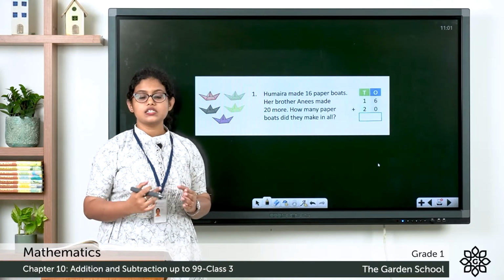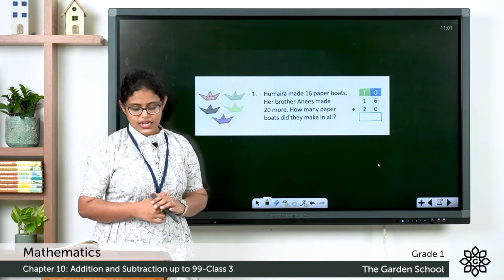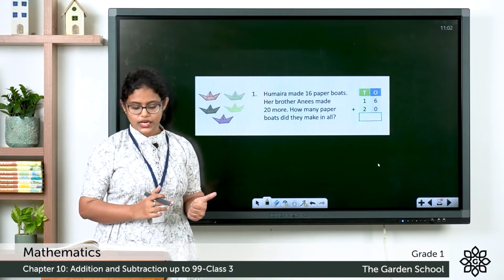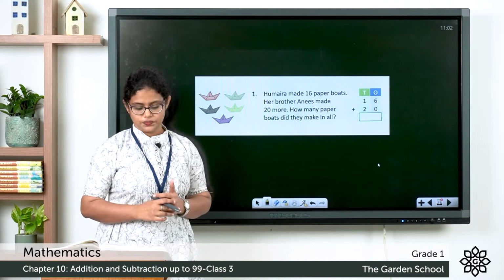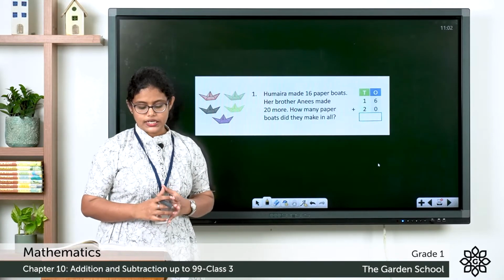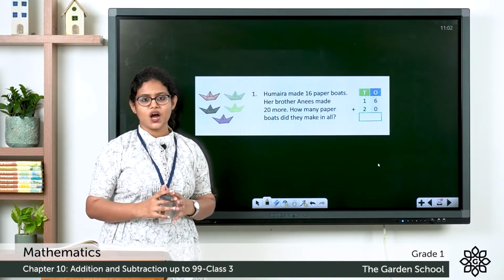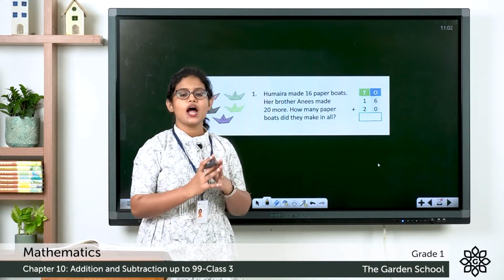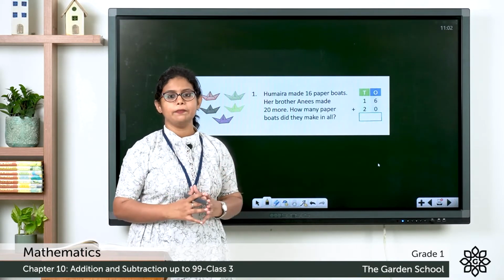Humaira made 16 paperboards. So you can see the picture of paperboards here. Her brother Anis made 20 more. So Humaira made 16 and her brother made 20. How many paperboards did they make in all? So what is the question here? You need to find out how many paperboards they made in all. So what do you need to do for that? You need to add. You need to add the number of paperboards made by them.